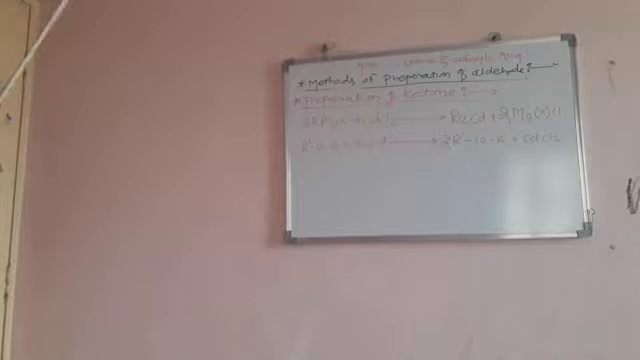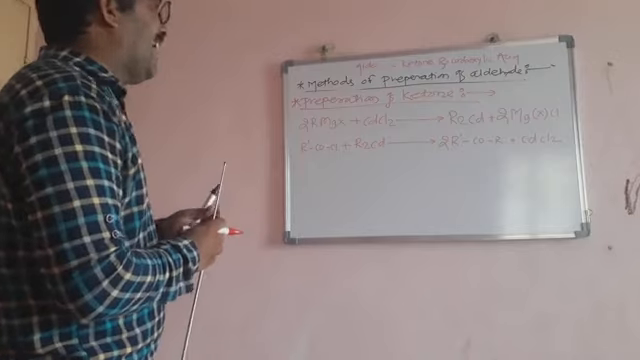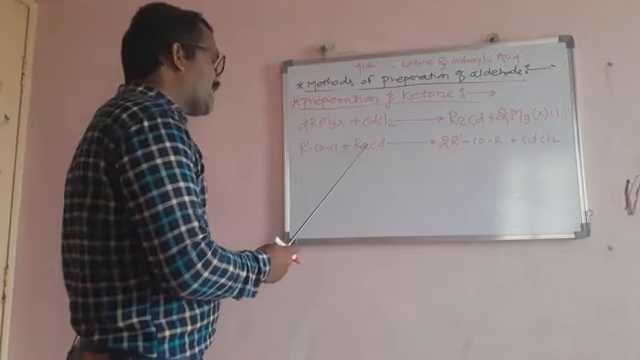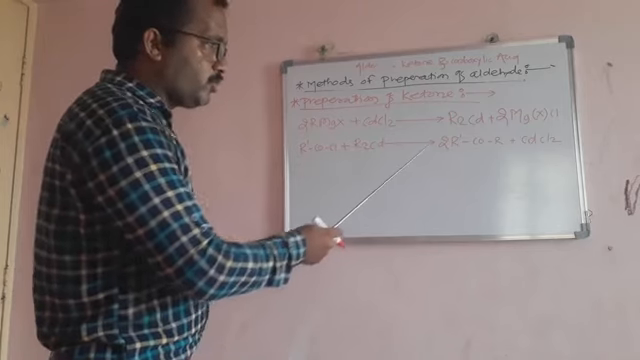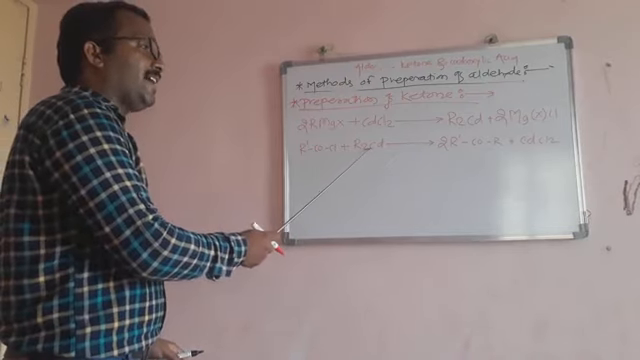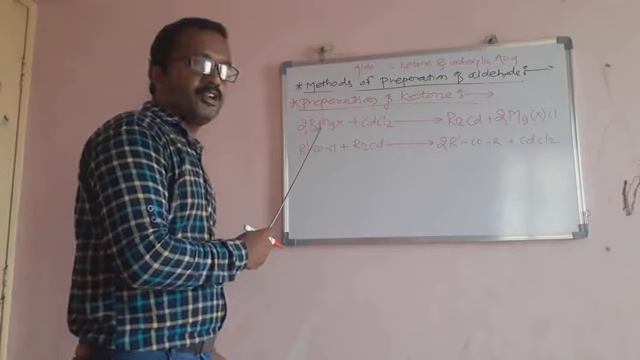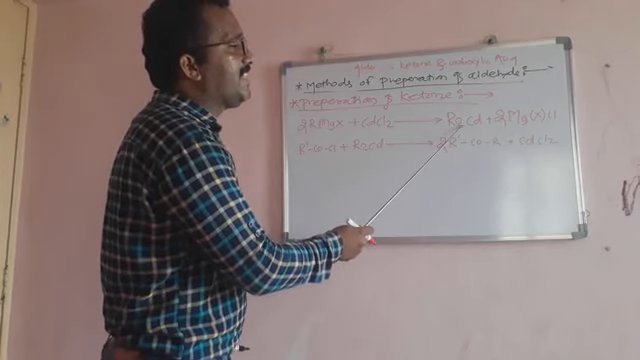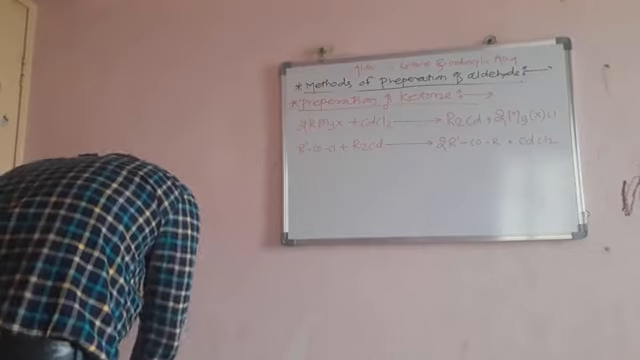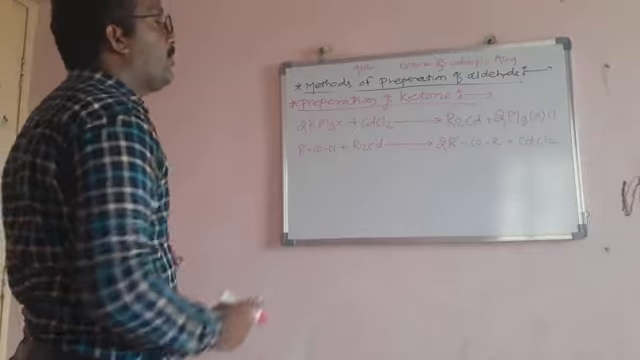The next method of preparation is the preparation of ketones from acyl chlorides. When acyl chlorides are reacted with dialkyl cadmium, they give the corresponding ketone. This dialkyl cadmium is prepared by reacting cadmium chloride with a Grignard reagent to form the corresponding dialkyl cadmium, along with twice MgXCl. This is the general reaction for the preparation of ketones from acyl chlorides.